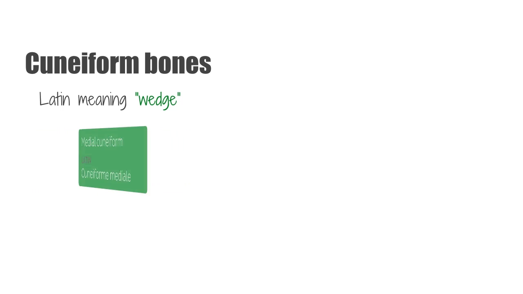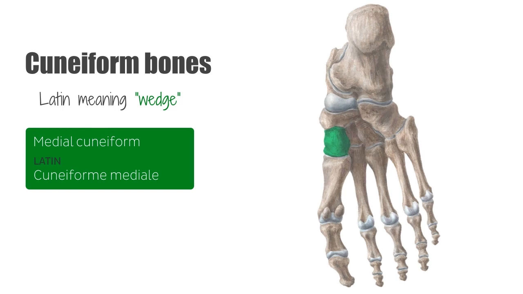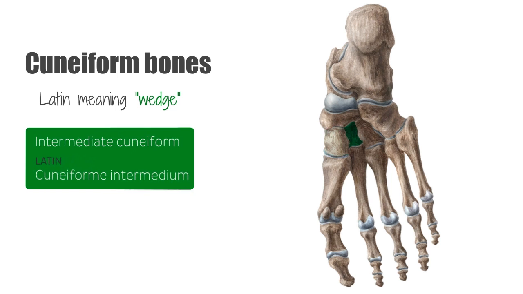So as we come back to our slide of the foot, I just want to talk a little bit about the name cuneiform. The name cuneiform comes from the Latin meaning wedge, and there are 3 cuneiform bones of the foot: the medial cuneiform, the intermediate cuneiform, and the lateral cuneiform. And these 3 bones articulate with the navicular bone here, proximally, and with the first, second, and third metatarsals distally.